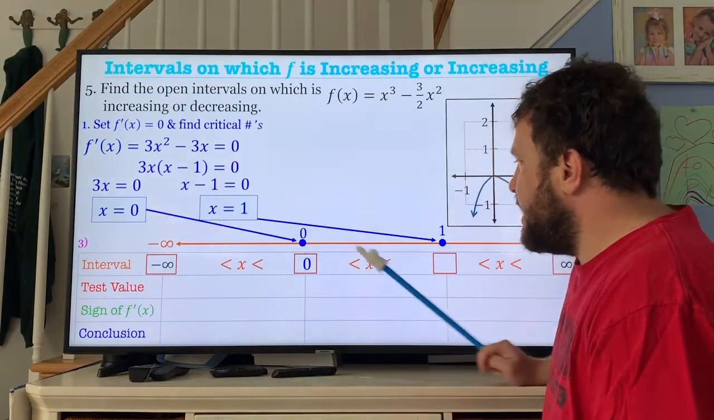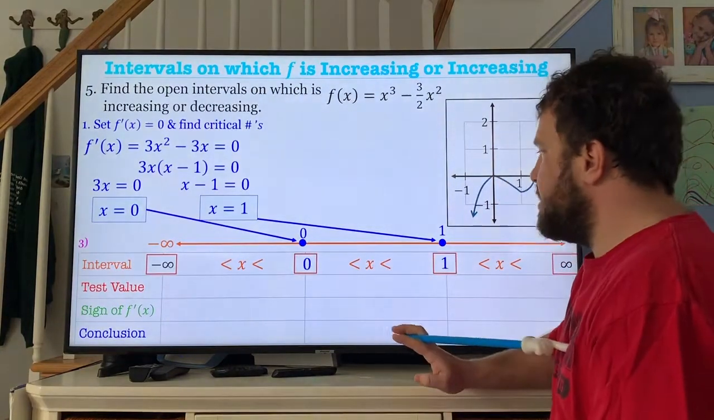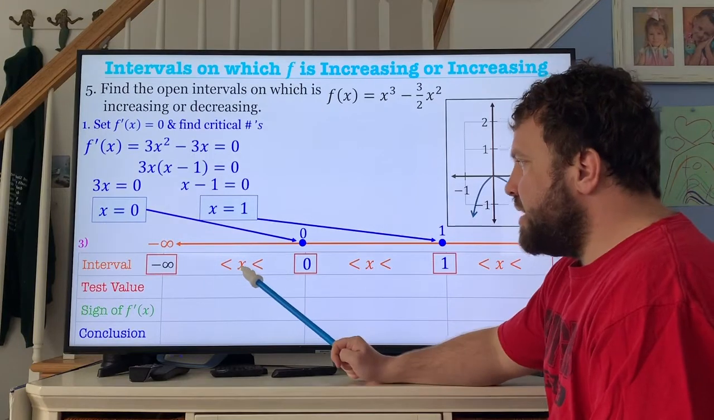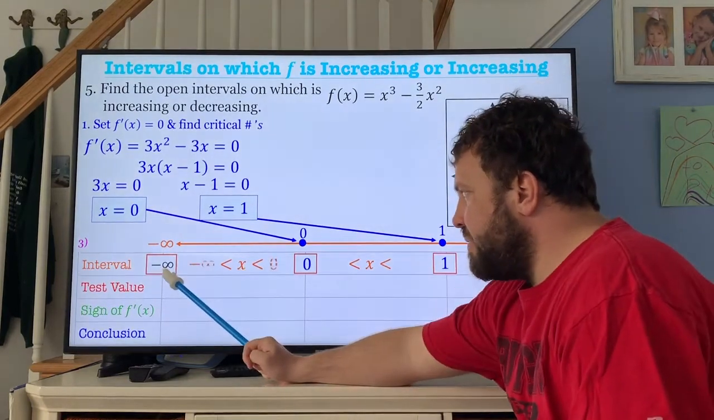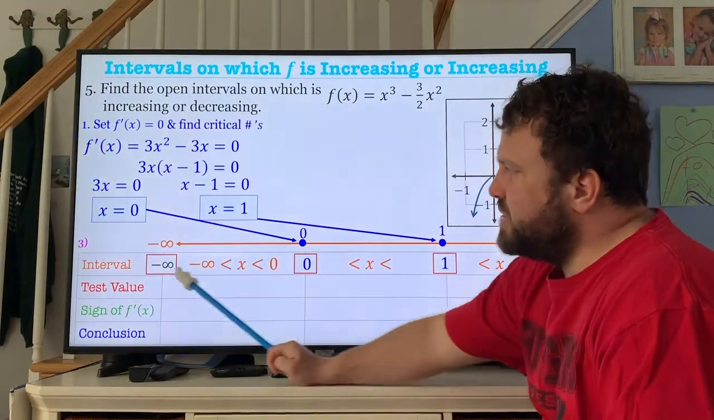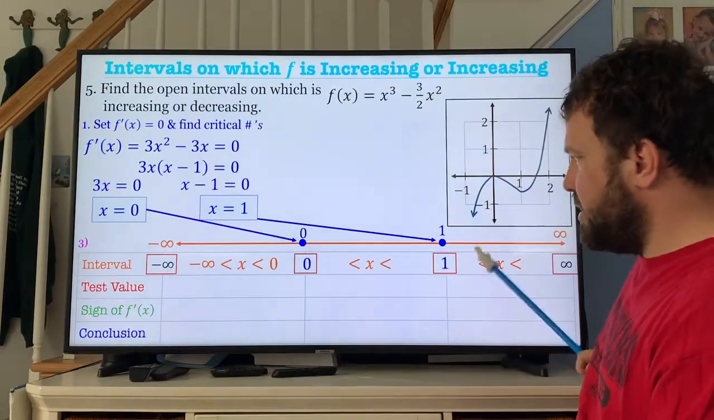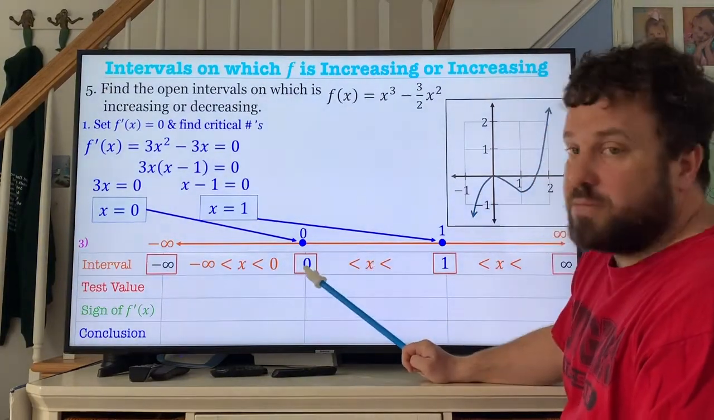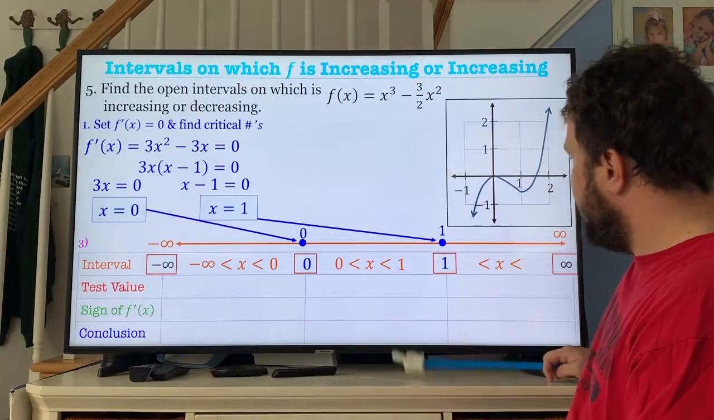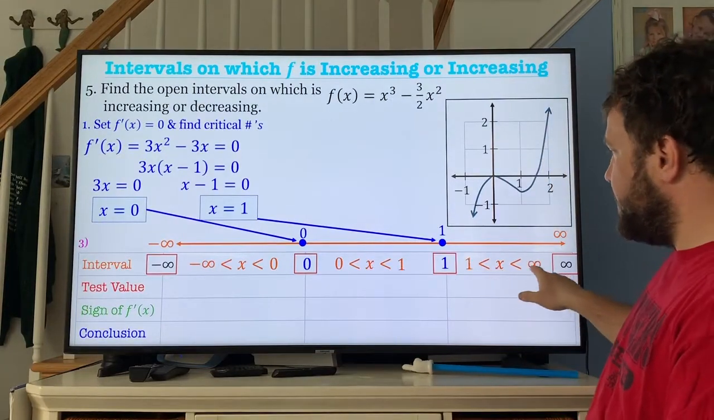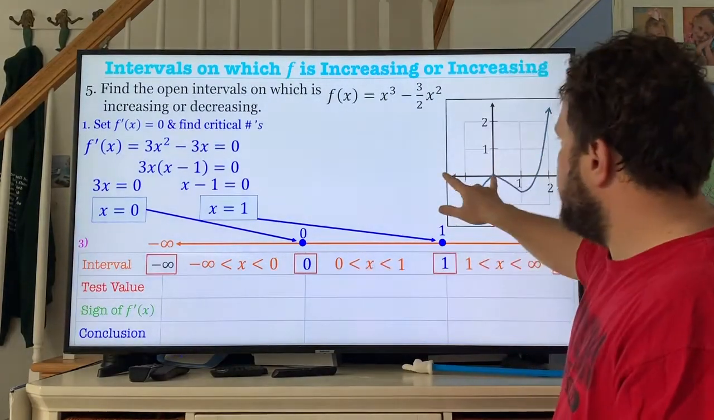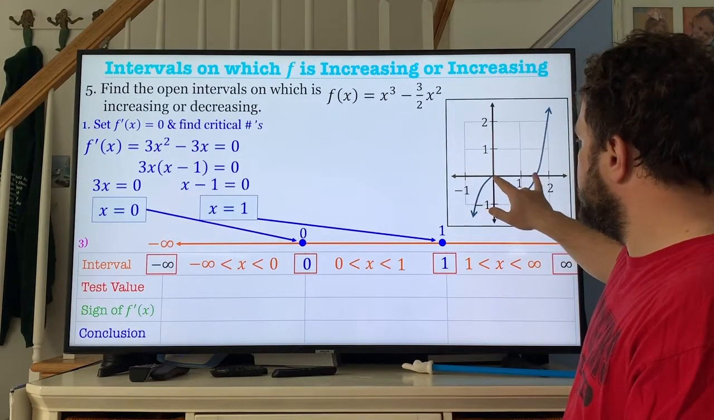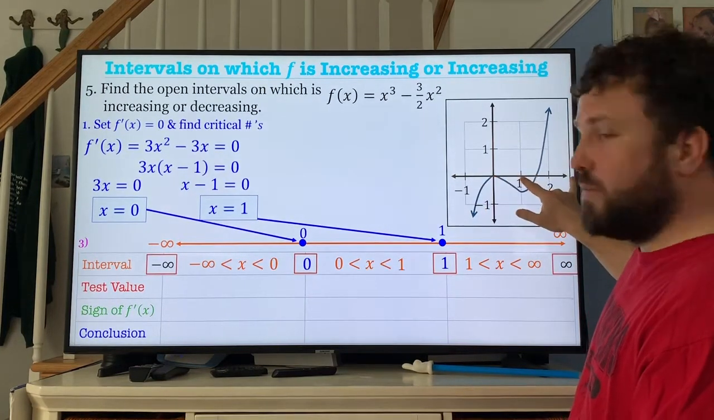So we can take those numbers and plug them into our graph. This interval is from negative infinity to 0. Eventually we're going to get rid of these boxes and just do the intervals. This interval is from 0 to 1. And our last interval is from 1 to infinity. So you have 3 intervals here: 1 interval, 2 intervals, 3 intervals.